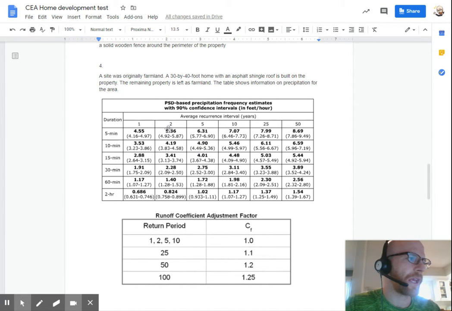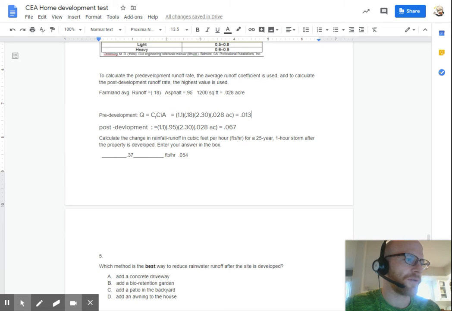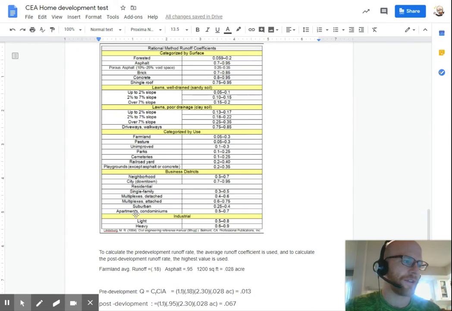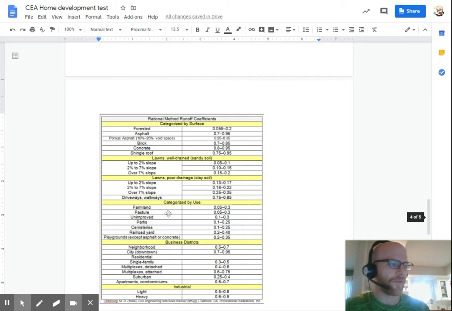So we'll go down and look at what it's actually asking. It says calculate the change in rainfall runoff in cubic feet per hour for a 25-year, 1-hour storm after the property is developed. Enter your answer in the box. So it says calculate the change in rainfall runoff. That's what we're doing. So we have to say there's a runoff before we develop, and there's a runoff after we develop.